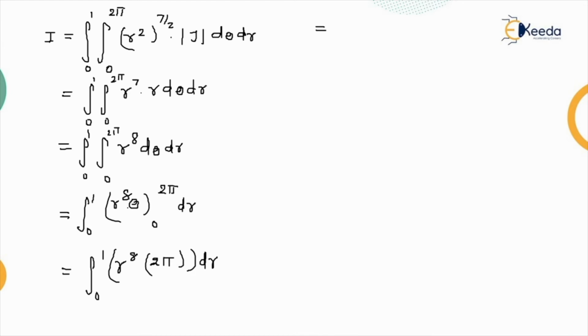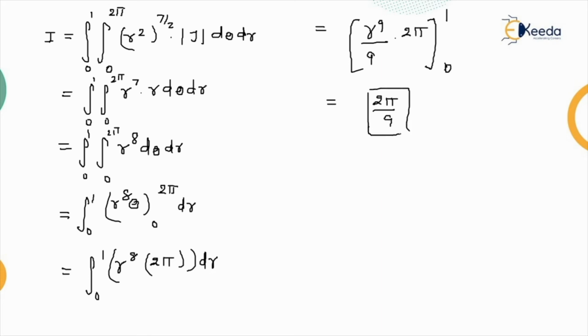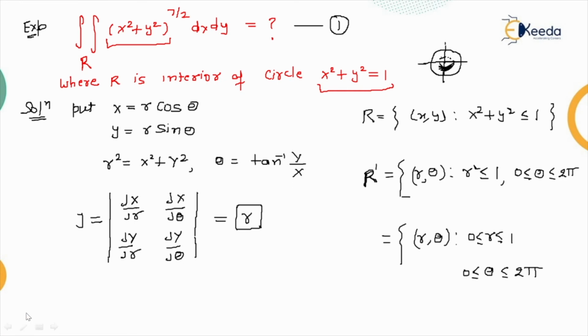Now you can perform the integration with respect to r, so it becomes r raised to power 9 by 9, having 2 pi, and after that you put the limit from 0 to 1, and it becomes 2 pi by 9. That is the required result of this question. So my dear friends, without the Jacobian and without changing your Cartesian plane to circular, you are not able to solve this question. It is hard to calculate the limit.